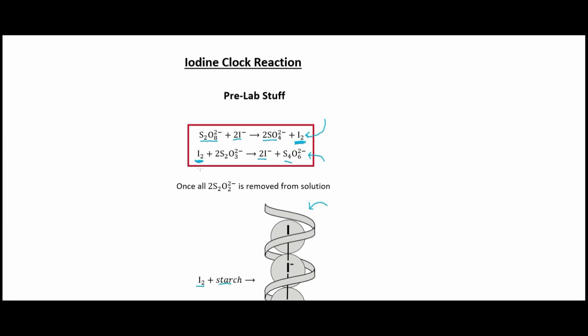That allows us to halt or pause the change of color until all of this S2O3 is removed. Once that happens, the color changes, because then this iodine isn't being taken away, and so it can react with the starch, or associate with the starch, and cause that color change.